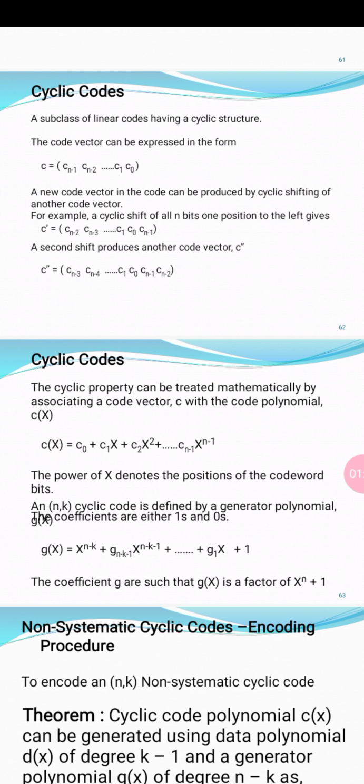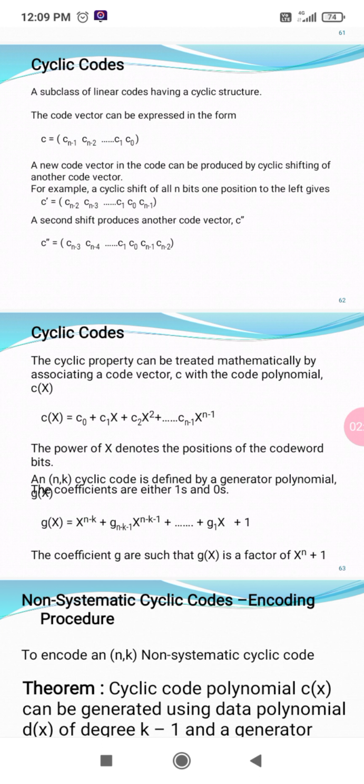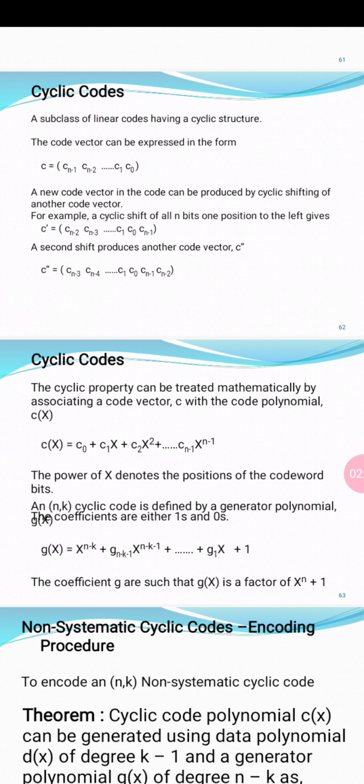The (n, k) cyclic code is defined by the generator polynomial. The coefficients are either ones and zeros. Clear? Then g(x) = x^(n-k) + g(n-k-1) x^(n-k-1) + ... + g1 x + 1. The coefficients g are such that g(x) is a factor of x^n + 1. These mathematical expressions will be studied in detail in a further part.